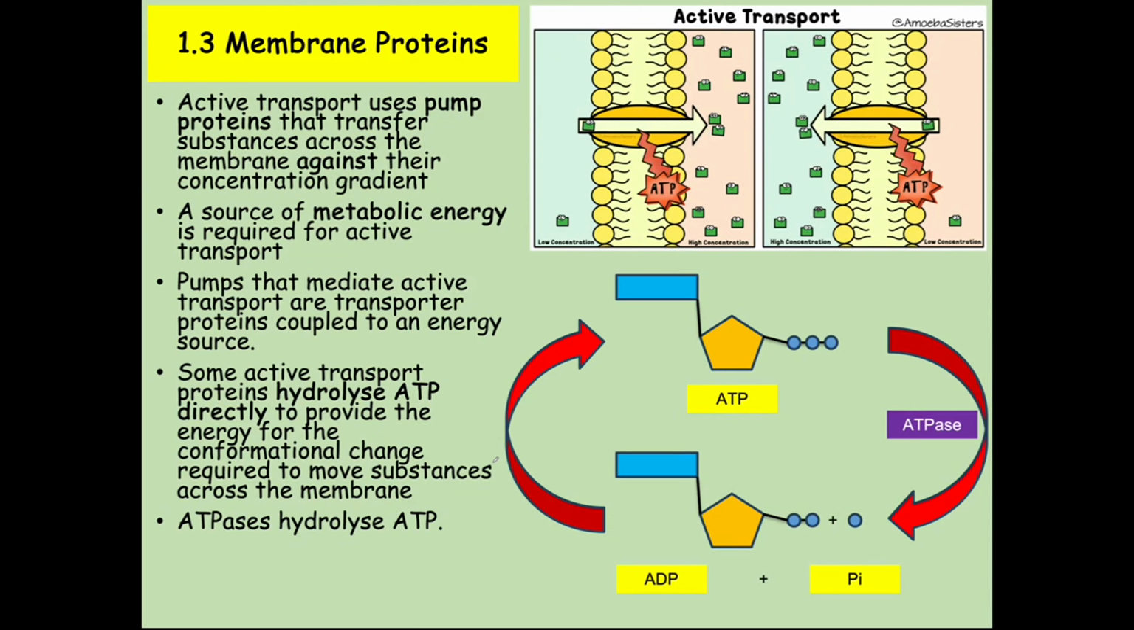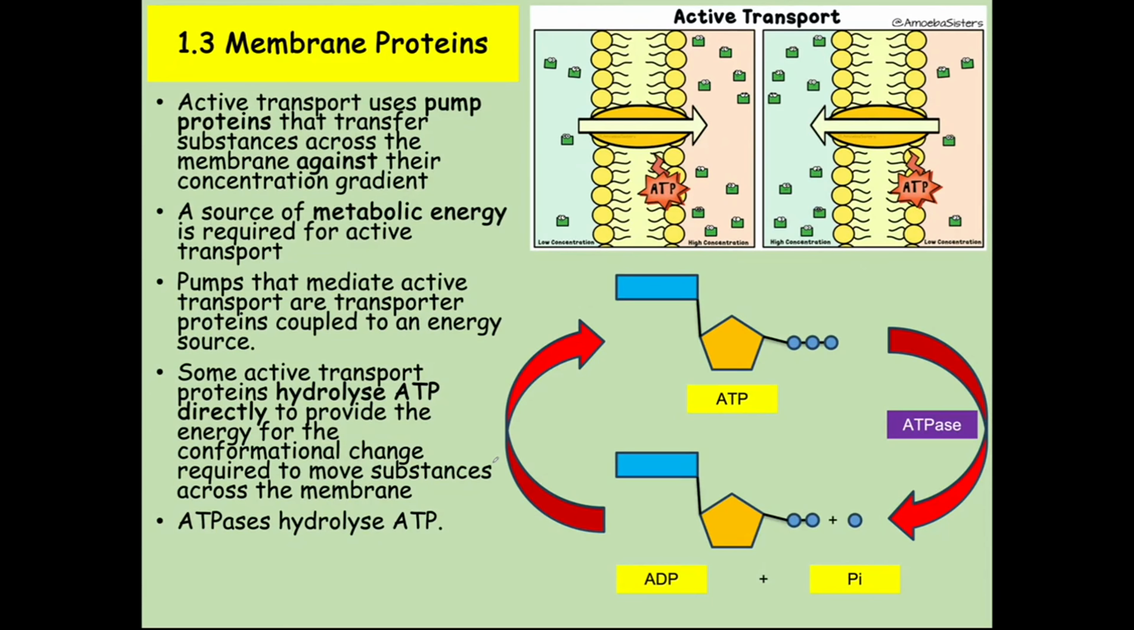Okay, pump proteins. Now, we came across those in the electron transport chain at Higher, where we had to pump the hydrogen ions against their gradient across the membrane, okay? And remember, it was the high energy electrons that gave those proteins the capacity to do that. So active transport uses pump proteins like this, and what they do is they transfer substances across the membrane against their concentration gradient.